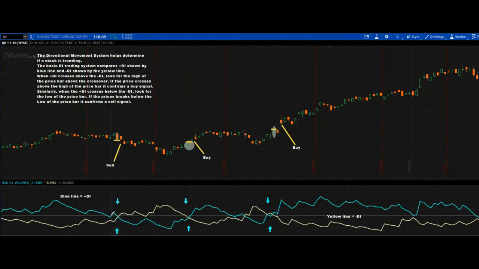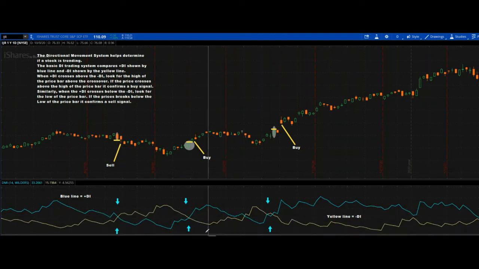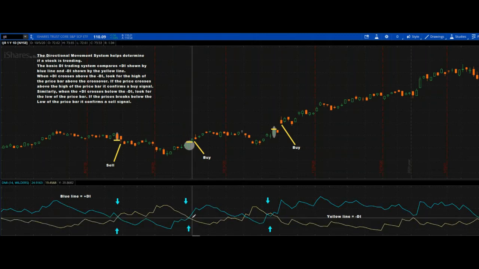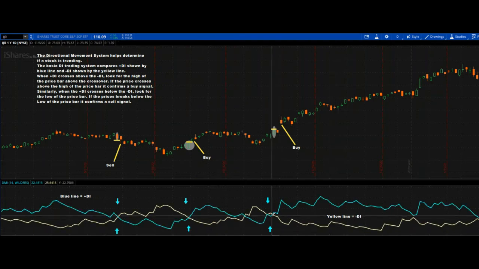Right here, plus DI is crossing below minus DI, which is right here. This one is plus DI crossing below minus DI. Right here, plus DI is crossing above minus DI. Over here, we have plus DI crossing minus DI.